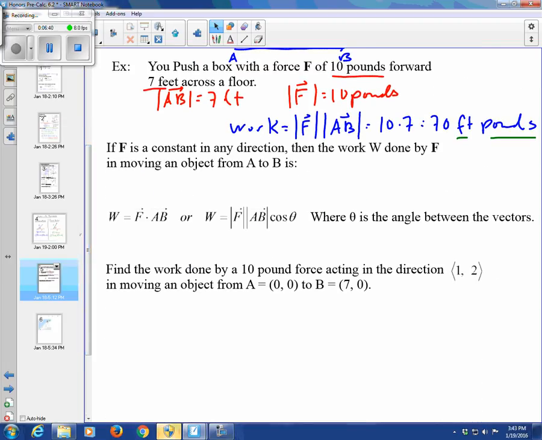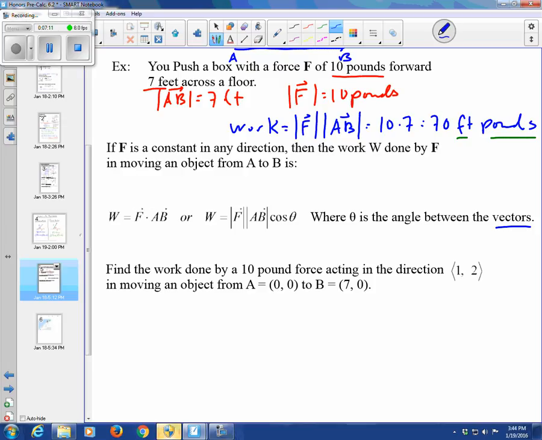If our force F is a constant in any direction, then the work W done by F in moving an object from A to B would be either the dot product of our force vector and our distance vector AB, or the magnitude of the force times the magnitude of the distance times cosine of theta, where theta is the angle between the vectors.